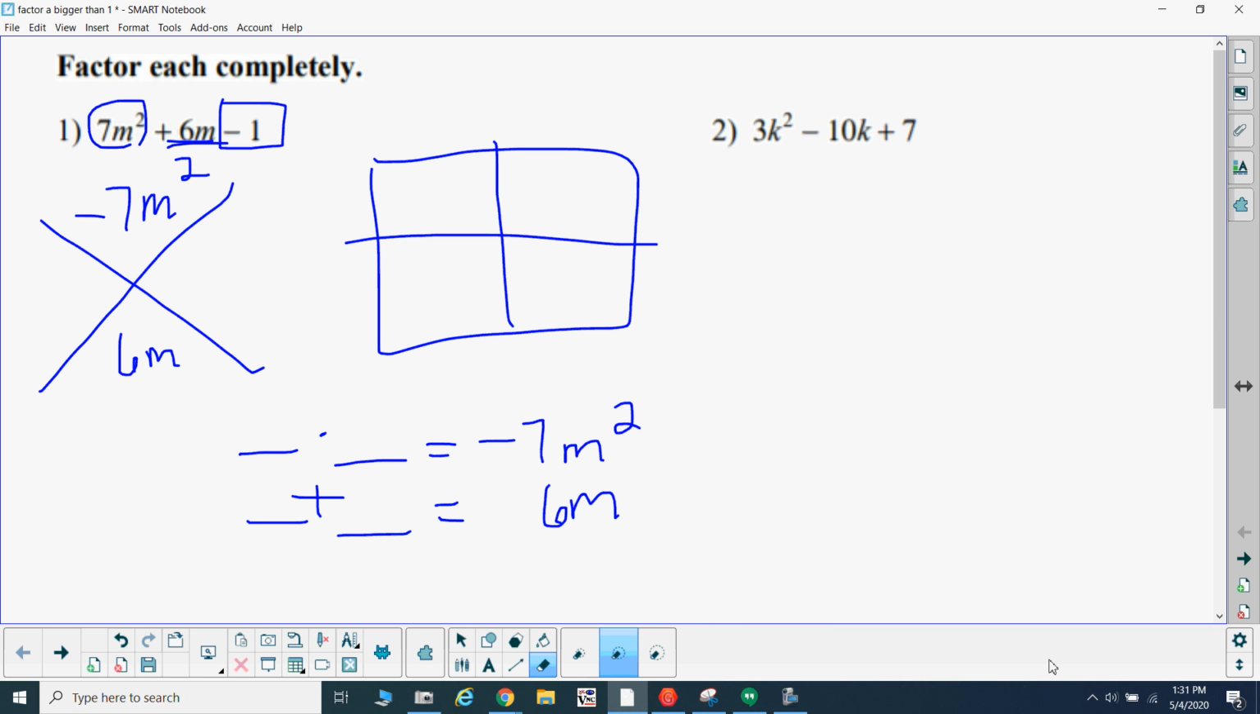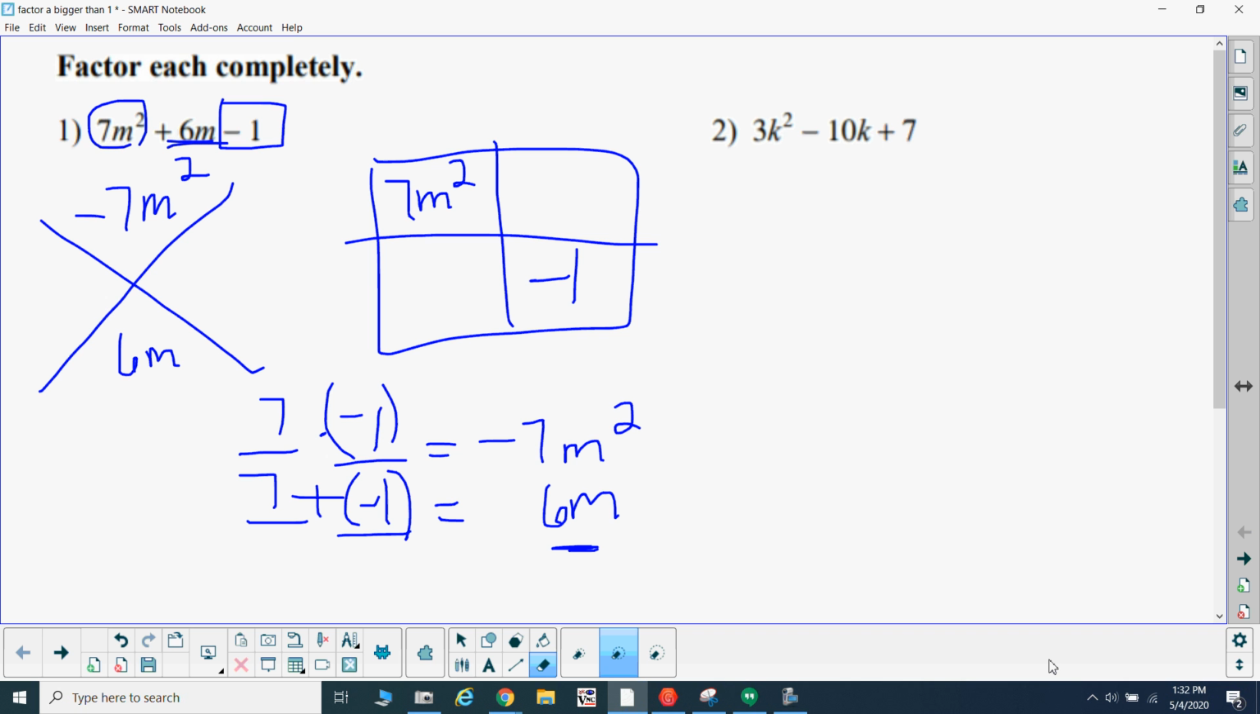And also when we're filling this in, we always just put the first term here, 7m squared, and the very last term, or the c value there. If I have two things that multiply together to give me 7m's, there's not a lot of choices here. The only factors of 7 are 1 and 7. So I need a 7 and a 1. This tells me that I need to add them together to be positive 6. To do that, I need the 1 to be negative, because 7 plus negative 1 equals 6.